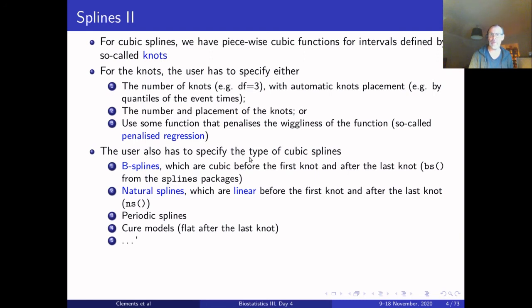The user also has to specify the type of cubic splines. If we do B splines, then they're cubic before and after the first knots, and that's implemented in the BS function from the splines package. Or natural splines, which are linear before the first knot and linear after the last knot, and that's implemented in the NS function. There are other splines, including periodic splines, Q models, which are flat after the first knot, and so on. But we'll mainly use natural splines.